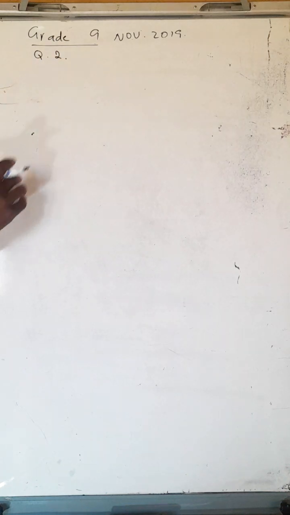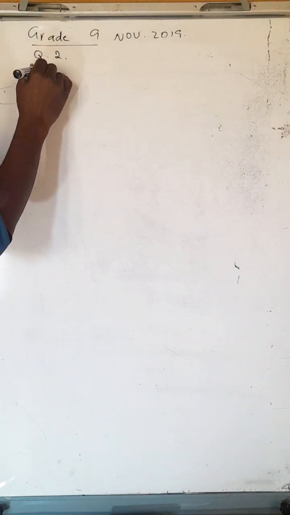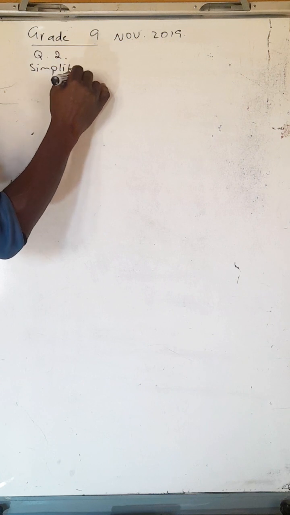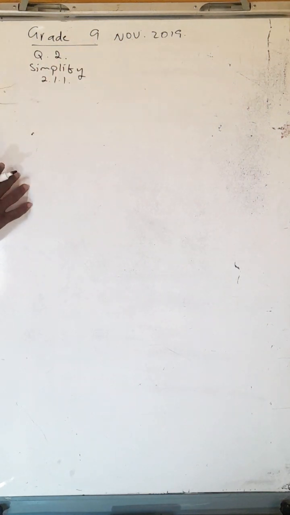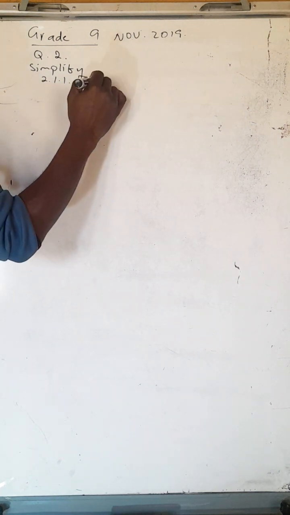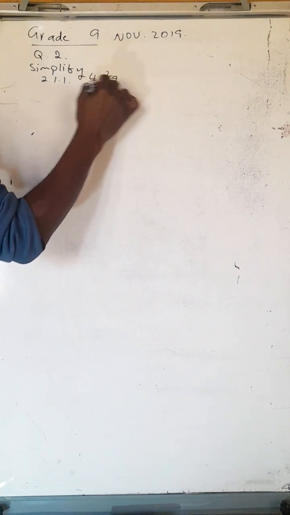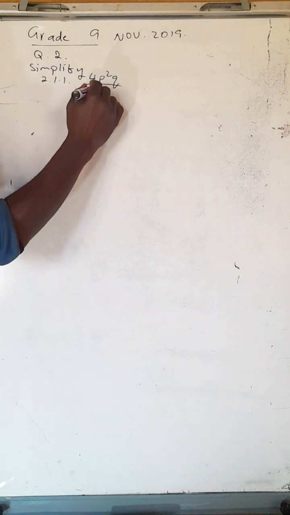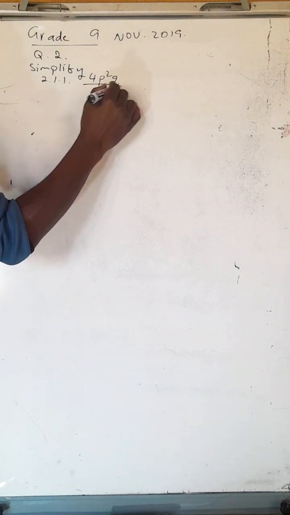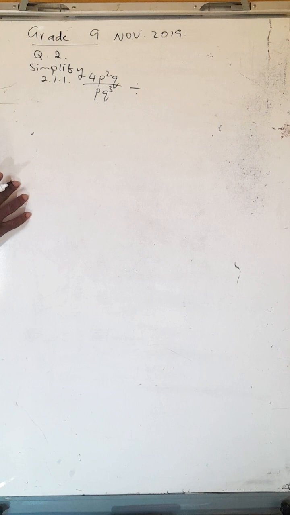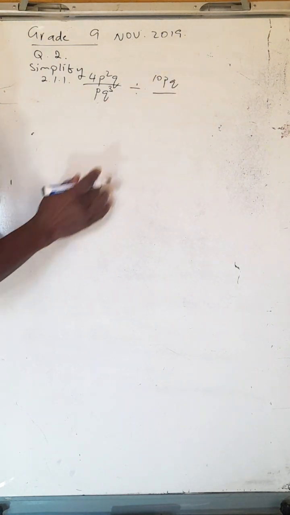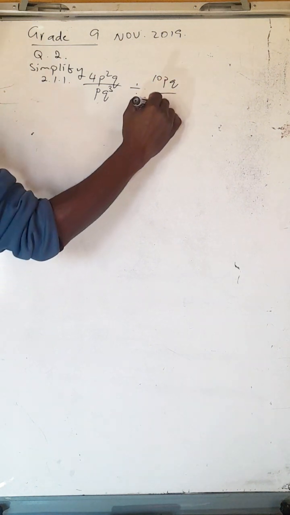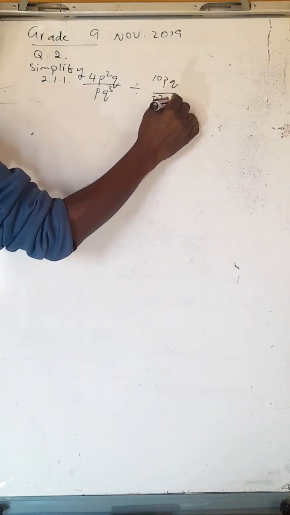So question 2, first question says simplify. What do we simplify? So 2.1.1 is 4p squared q divided by p cubed, divided by 10p cubed and p squared q to the power 3.